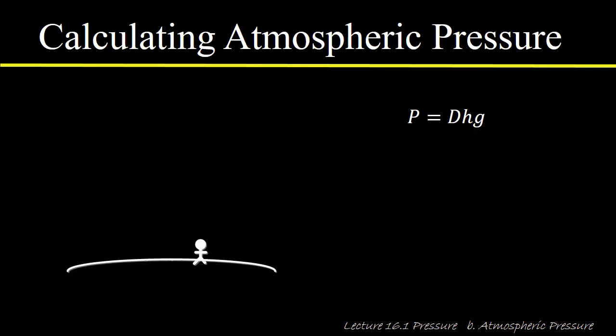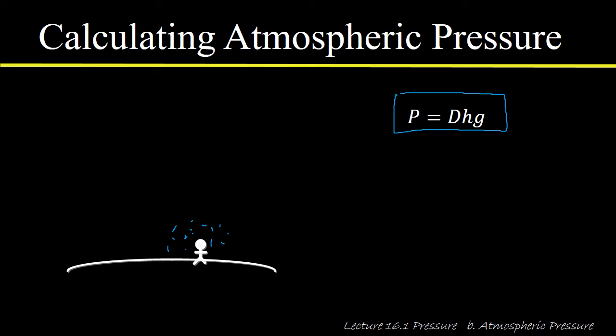All right, so it seems that we could use this equation that we just derived to calculate the pressure of the atmosphere at the surface. For this little guy, he's standing on the surface of the Earth, and there are all these air molecules around him. We'd like to use this equation to calculate the value of atmospheric pressure. Unfortunately, we can't use this equation directly here, and there are two reasons for that.